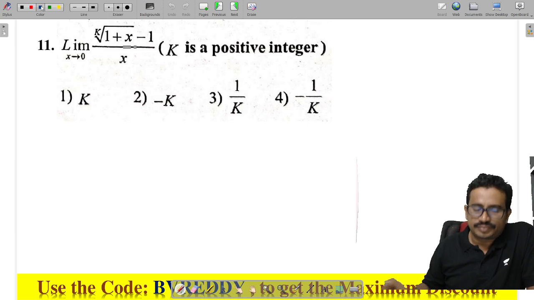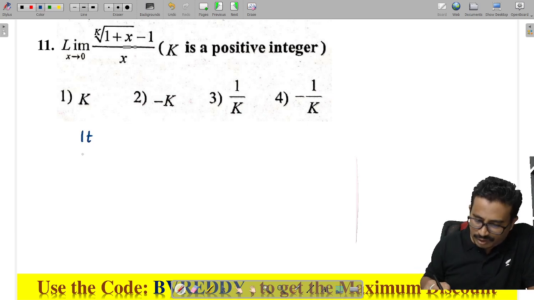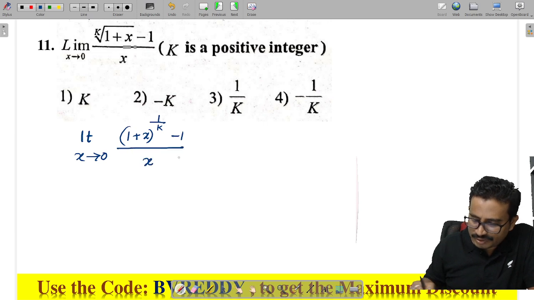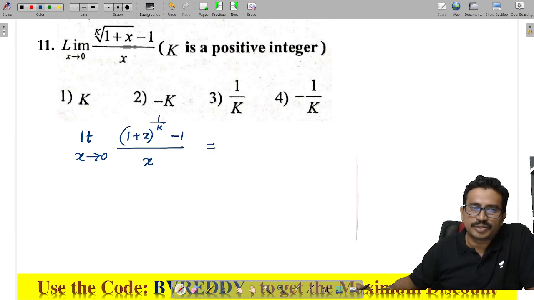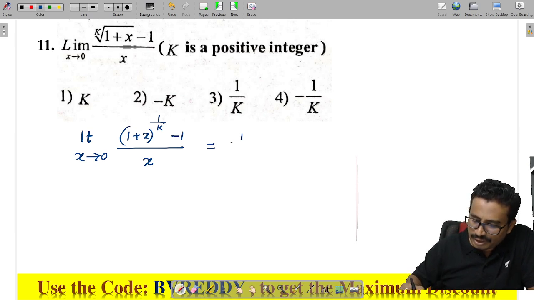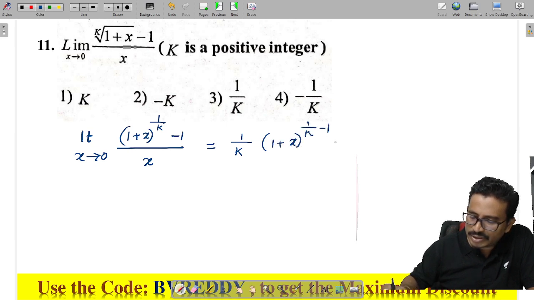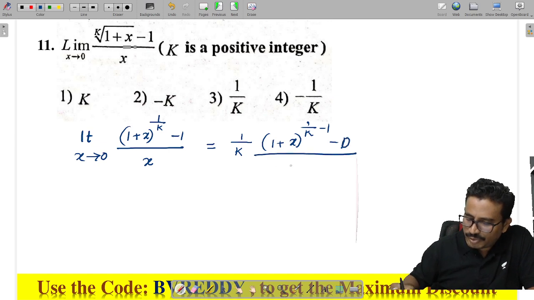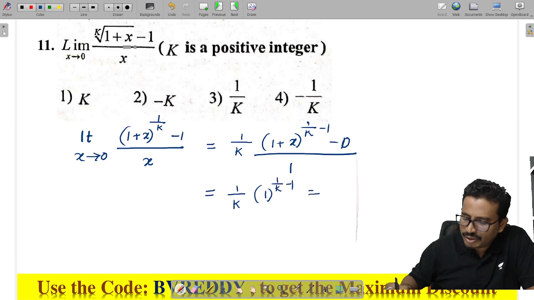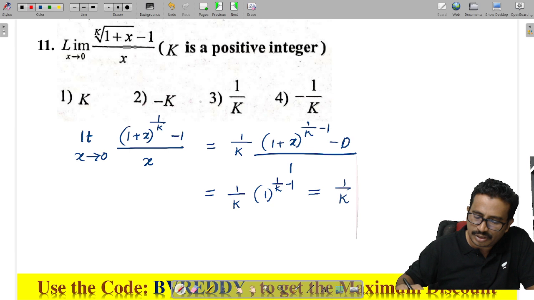Limit x tends to 0. In this case, limit x tends to 0, (1 plus x) whole power 1 by k minus 1, by x. Now if we substitute, we get 0 by 0 form, so we'll go for L'Hospital rule, that is 1 by k into (1 plus x) whole power 1 by k minus 1, derivative of the denominator is 1. Now substitute x is equal to 0 here. That is 1 by k into 1 power 1 by k minus 1, which is equal to 1 by k. So what's the option? Third option.